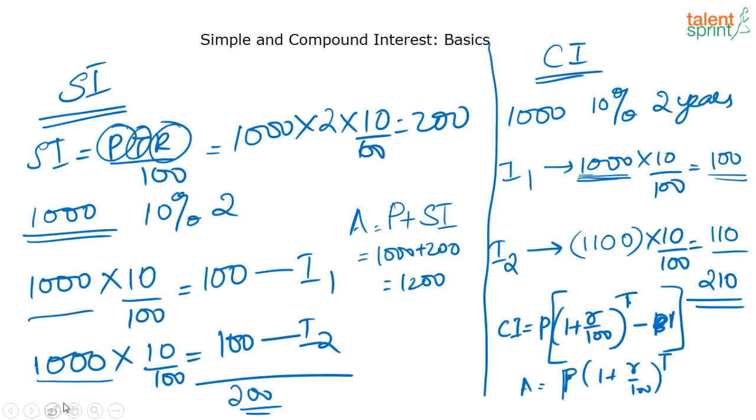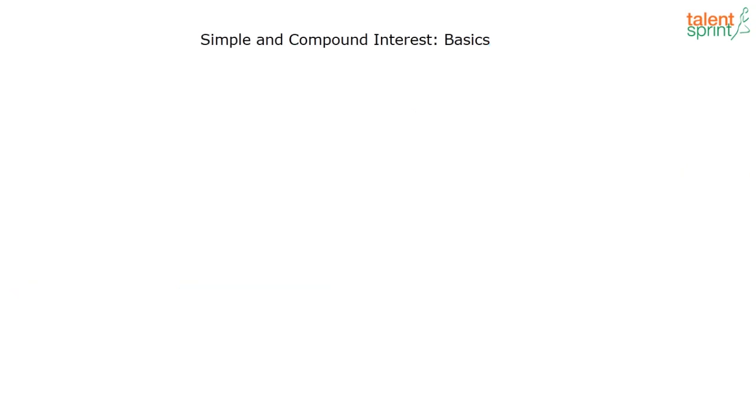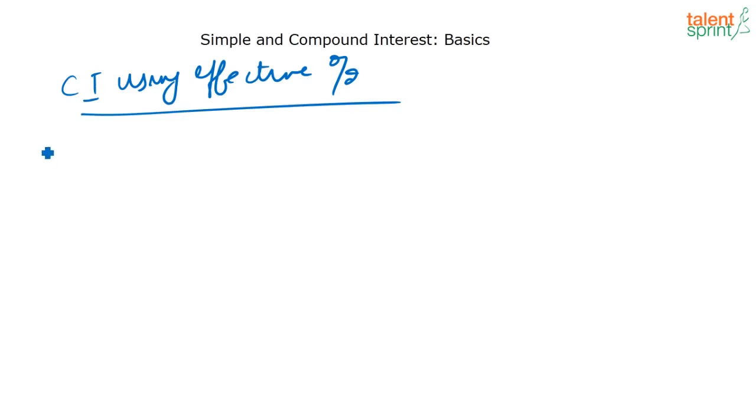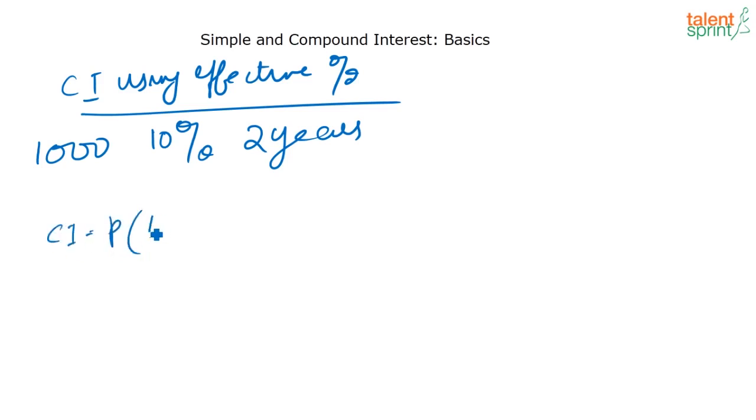Okay, so let us see how to use the concept of effective percentages for solving questions on simple interest and compound interest. Now let us calculate compound interest using effective percentage. So, how do we do that? Let us take the same question that we took. I have 1000 rupees. Now at 10% for 2 years I am investing it. So, what will be my compound interest at the end of 2 years, or what will be the amount that I get at the end of 2 years? So, generally the formula that we learnt is compound interest is given by P into 1 plus R by 100 whole to the power N or T, minus 1, correct?